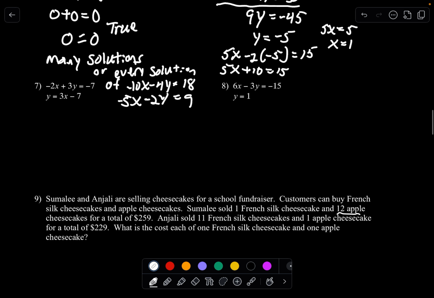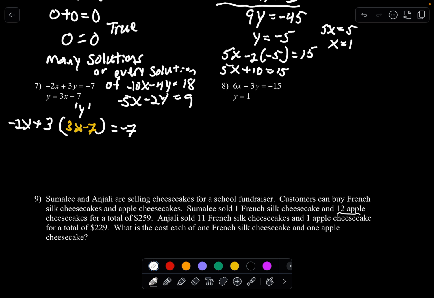Looking at number 7 and 8, they are both perfectly set up for substitution. So that's what I'm going to do. I'm going to take the top equation, -2x plus 3y, that's y, equals -7. Now, the bottom equation tells us y equals 3x minus 7. So we substitute it in. That's the easiest way to do this. You don't have to do it this way, but to me it's the easiest.